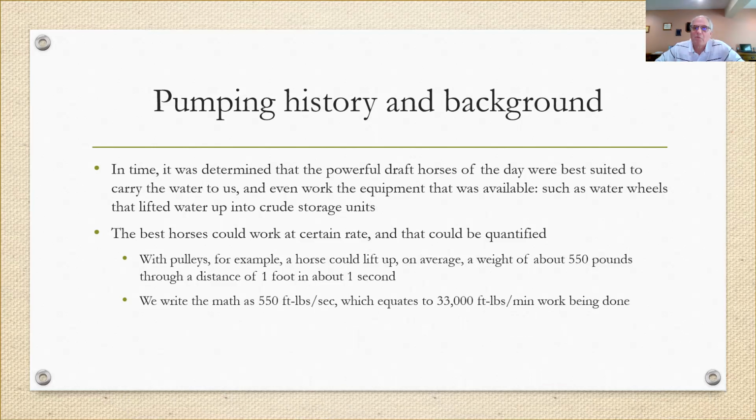of work being done. In other words, they could take a 33,000 pound weight, set on a pulley, and on average move it about a foot in 1 minute. Logically, we decided to call that 1 horsepower. If one good horse could move 33,000 pounds up in the air, and it took 1 minute to do that on average, over a series of examples that we looked at, logically we called that 1 horsepower.